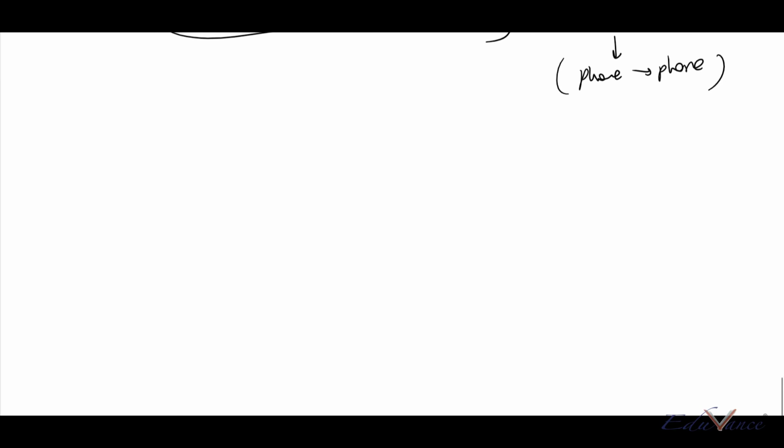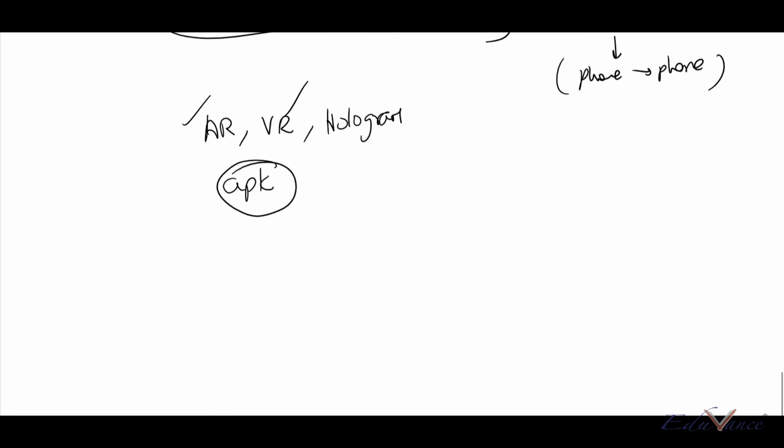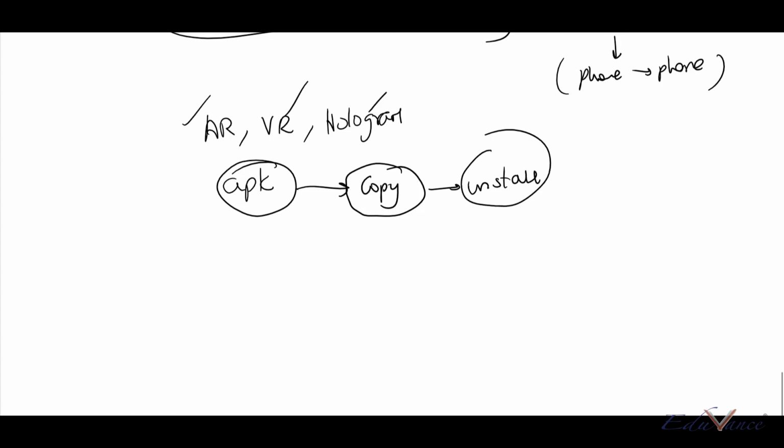Now this process is the same whether you have an AR app, VR app, or a hologram app. It's basically the process to install any APK file, any. Doesn't matter whether it's AR, VR, or hologram, you have to follow the same process. You have to take the APK, copy it onto your mobile phone, and then install it. So I hope this lecture was clear. Now in the next lecture, I will show you how to start the app and experience whether it's AR, VR, or hologram that we'll see.